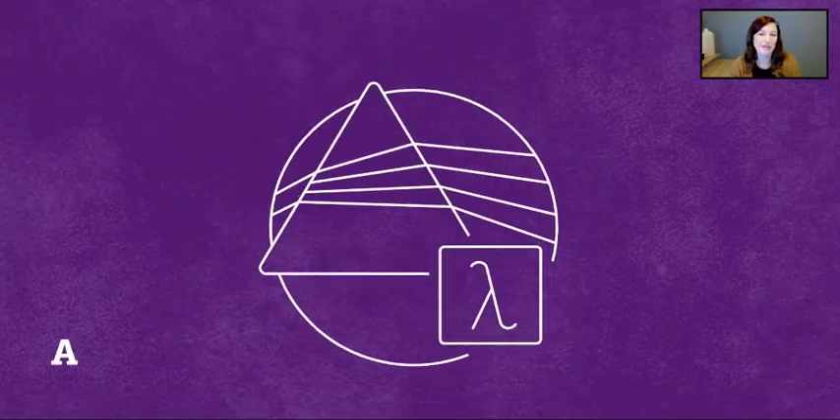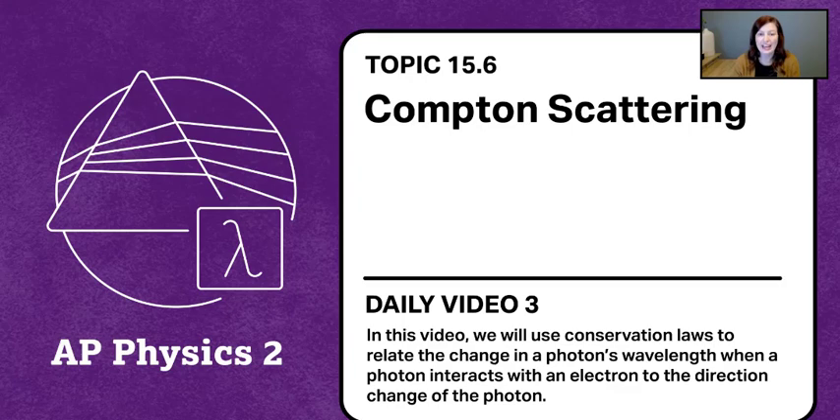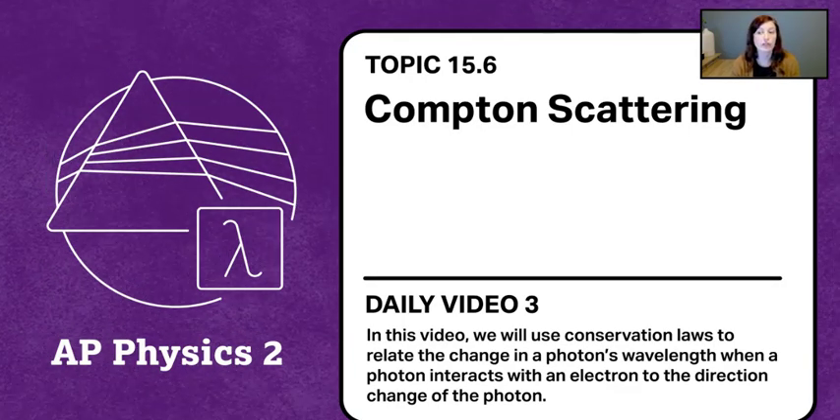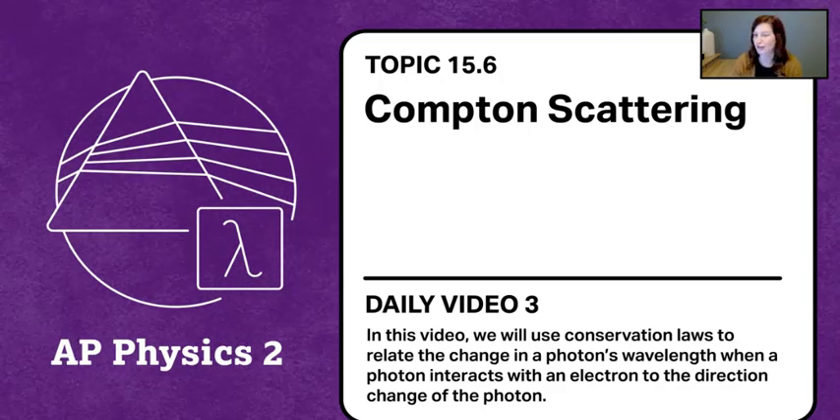Welcome, everybody. We're going to continue our discussion of topic 15.6, Compton scattering. In this video, we're going to use conservation laws to relate the change in a photon's wavelength when a photon interacts with an electron to the direction change of the photon.